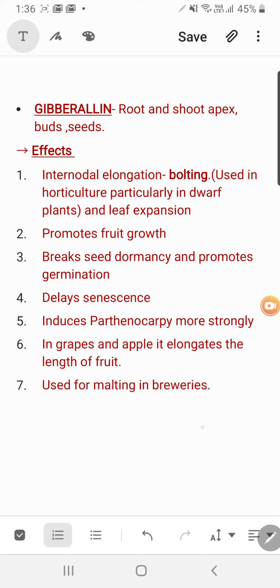At a slight germinating state only, all those barley seeds are dehydrated, they are dried, and they are fermented thereafter, right? So malting is a state of controlled germination and drying so that it can be used for fermentation in breweries, right? I hope gibberellins are clear to you.